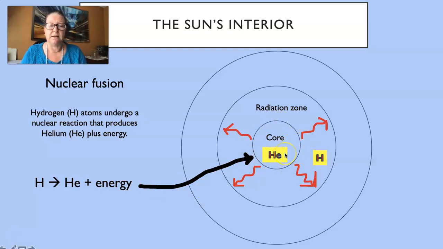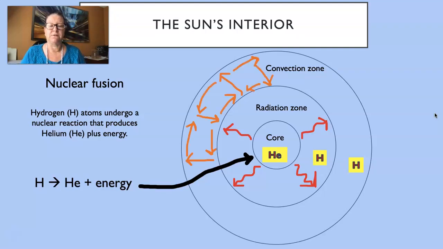Hydrogen turns into helium. So given those circumstances, what's happening to the size of the Sun's core over time? If you said it's getting bigger, you're correct. Hydrogen is disappearing and producing helium, which is making the core larger and larger over time. The next layer is the convection zone, which is also made of hydrogen. Here we have the energy from the core and the nuclear fusion reactions moving outwards, but in this case, it's moving in convection fashion instead of direct radiation.